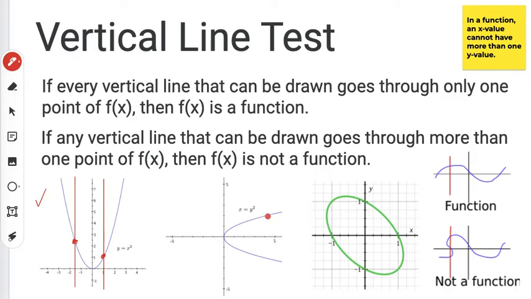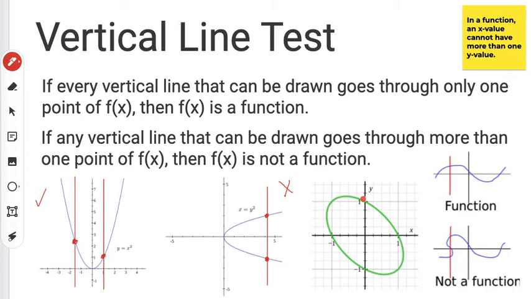But if you look at this graph, x equals y squared, I can draw a vertical line that goes through more than one point, right? This vertical line goes through the graph right here, through this point, and right here at this point. So because the line passes through more than one point, this is not going to be a function. So this sideways parabola, given by the formula x equals y squared, is not a function.